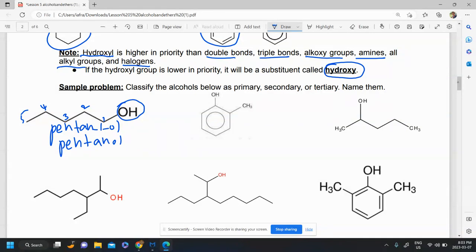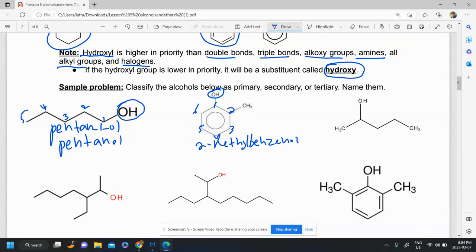Now here we have a benzene ring, and we need to try to find carbon number 1. The hydroxyl group is our priority, so that's carbon number 1, then carbon number 2, and you can number all around if you want, but it's not necessary since there are no other substituents. And so you can call this 2-methylphenol or benzenol. That's one word. Benzenol or phenol.